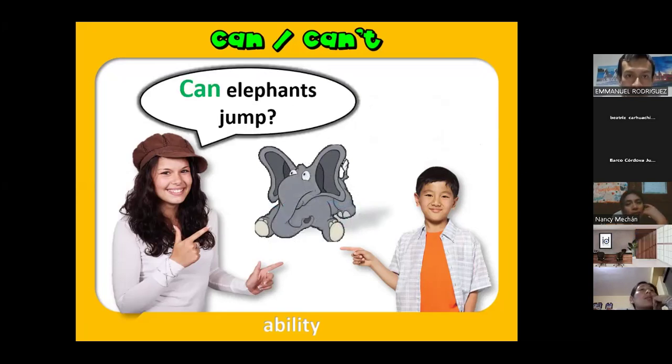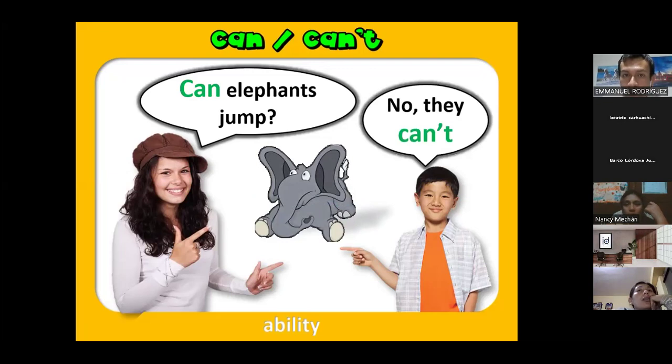Can elephants jump? ¿Pueden los elefantes saltar? ¿Cómo sería un short answer? Negative. No, they can't. Ellos no pueden. Ahí está su uso de lo que es can question and short answer negative can't.